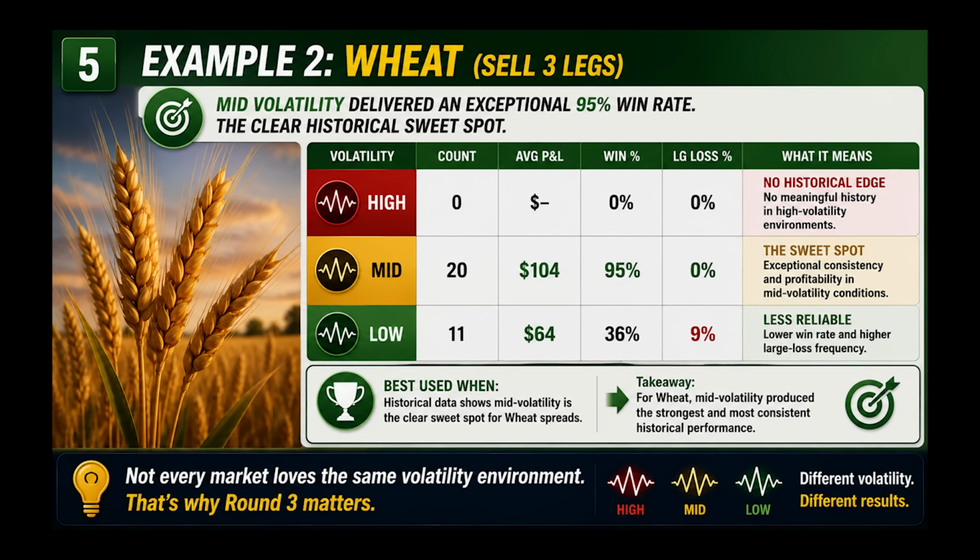Wheat illustrates why objective testing matters. Many traders might assume lower volatility is always safer. Instead, historical testing showed that mid-volatility produced the highest win rate and the strongest overall consistency. That's exactly the type of edge we're trying to uncover.